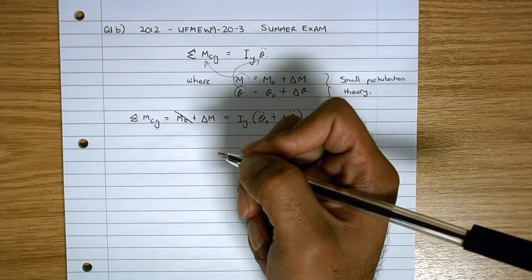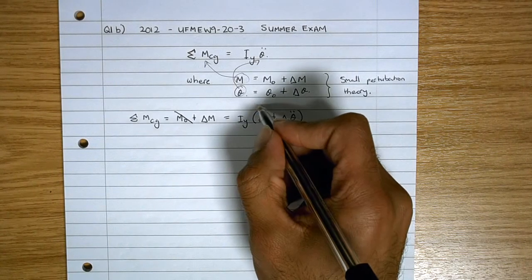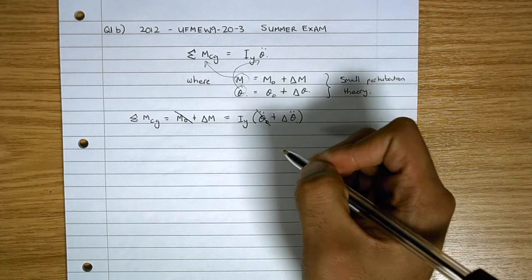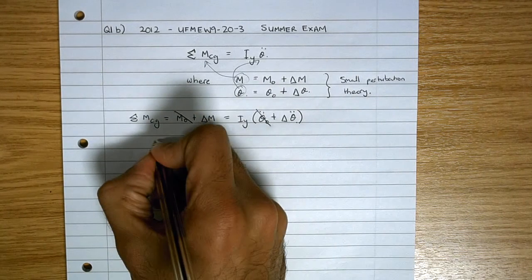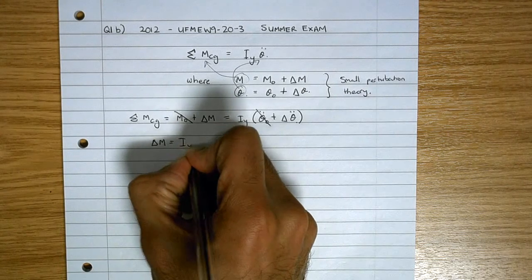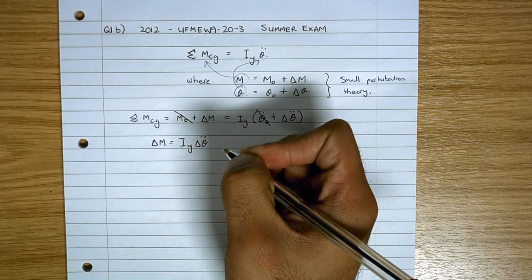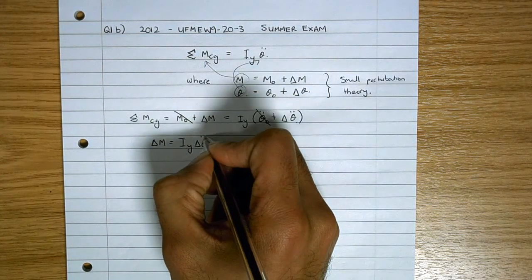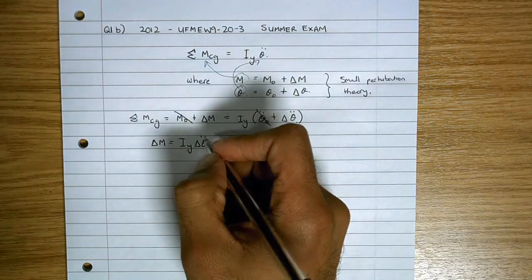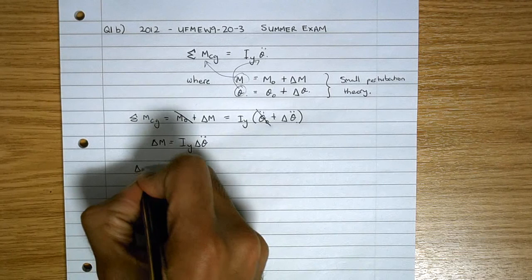Now you've been told to assume that M0, your reference moment, is 0. If you don't have a reference moment, then you won't have any reference acceleration, or angular acceleration, to begin with. So that simplifies the equation down to delta M is equal to Iy times delta, the pitch acceleration.